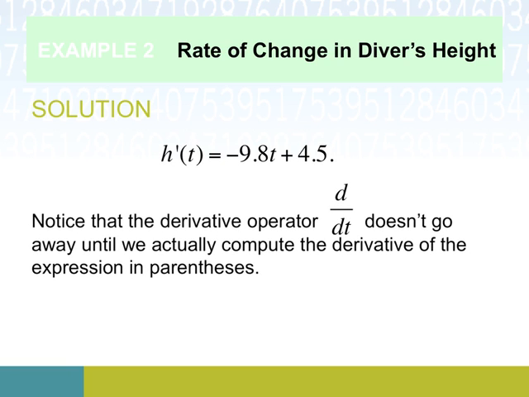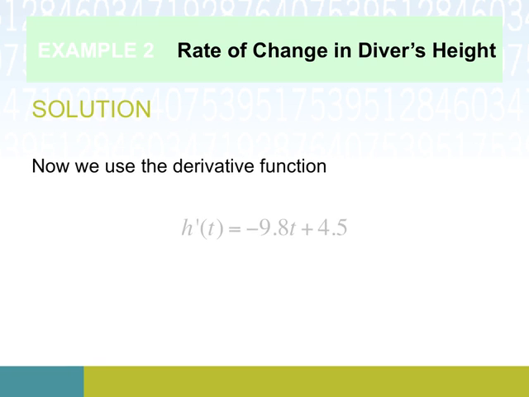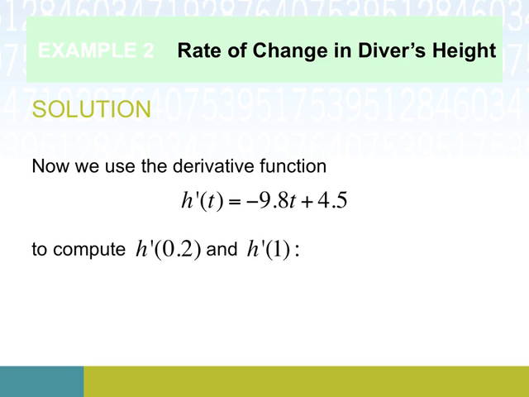And then just a reminder about that derivative operator. The d/dt thing doesn't go away until we actually compute the derivative. So once we figure out that the rate of change of t squared is 2t, then the d/dt thing goes away. Now we need to plug some stuff in. We've got our derivative function. We've got 2 things to dump into this. Either t equals 0.2 or t equals 1. We'll do both those computations.